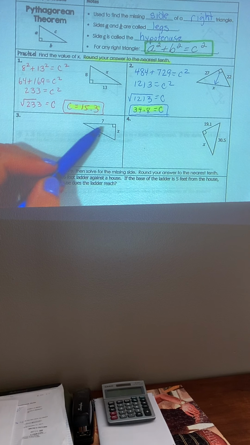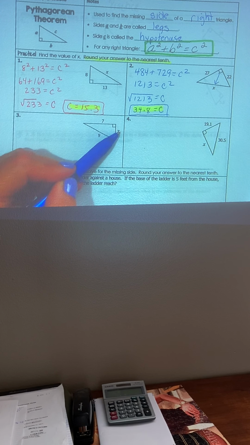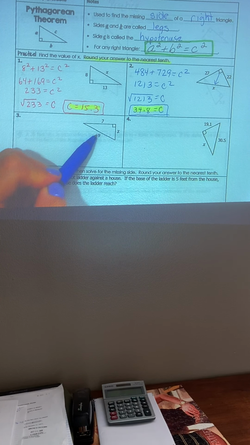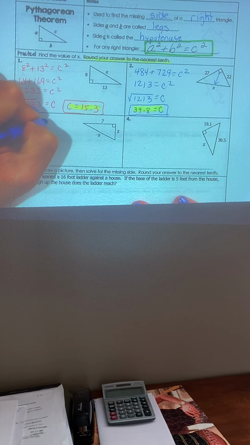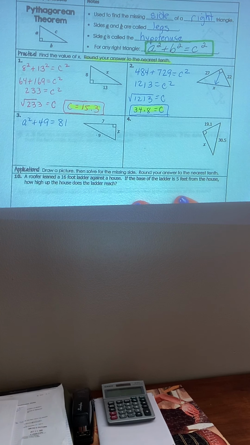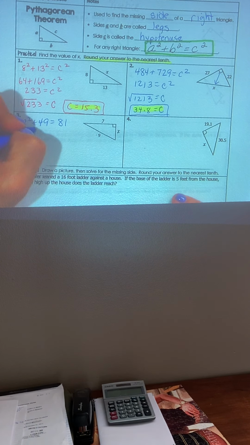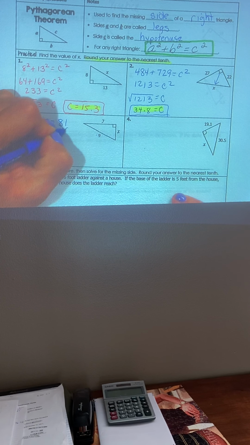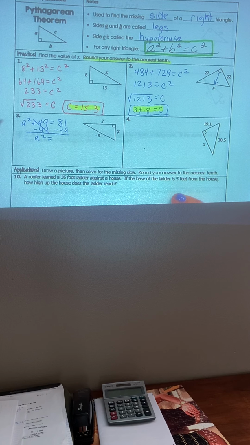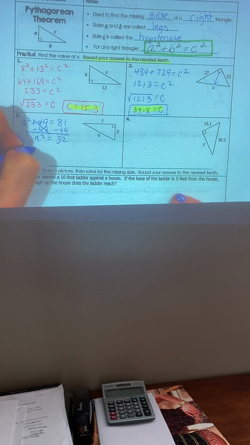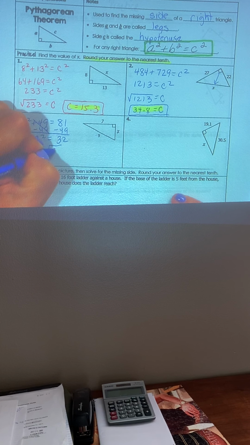Okay, here we know what we're missing: A. We know what B and C are, or we could say we're missing B, it doesn't really matter. So A squared plus 49 equals 81. That's how you have to set it up. That's the easiest way. You subtract 49. A squared equals 81 minus 49, which is 32. So now A is the square root of 32.